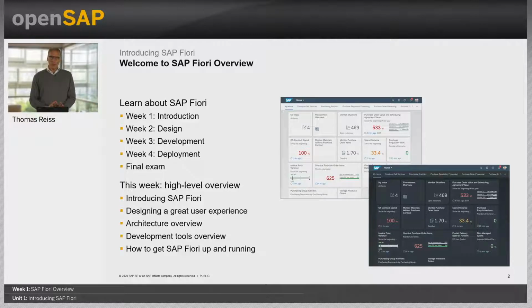The goal of this week is to give you a high-level overview of all the various aspects of Fiori so that you get the big picture of how everything fits together. In other words, after a brief introduction, we'll have a look at the Fiori design. Next, we'll get a high-level architecture overview, introducing the various technologies and tools available and how they fit together. Unit 4 gives an overview of these tools, and the week ends with an overview of how to get Fiori up and running. So, let's get started.